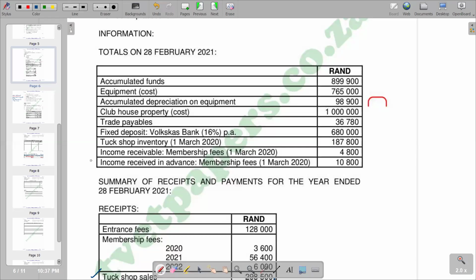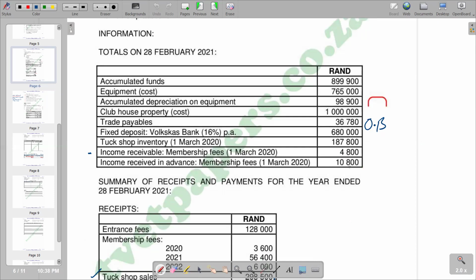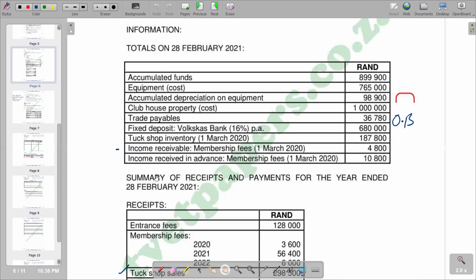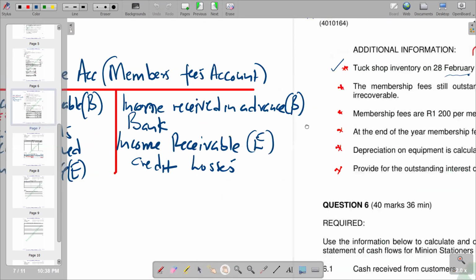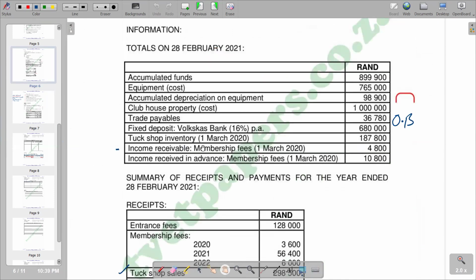So you are going to see that according to our balances, these are the opening balances, remember. We are given income receivable, and we have identified income receivable at the beginning to be on the debit side. So we just transfer it to the debit side and say income receivable. Then we have 4,800. And then the period, which is 2020 March 1. And obviously, we also have another balance at the beginning that we need to refer back to, which is income received in advance. We identified according to the summary that it should be on the credit side. So this is the income received in advance on the credit side with an amount of 10,800.